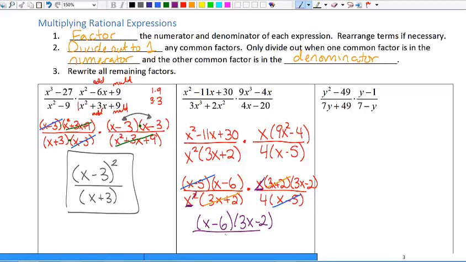In the bottom I have 4 and x. So this is my final answer. Is there anything else that I've forgotten or that I didn't see to cancel or divide out to 1? I think that's it. So I'm good.